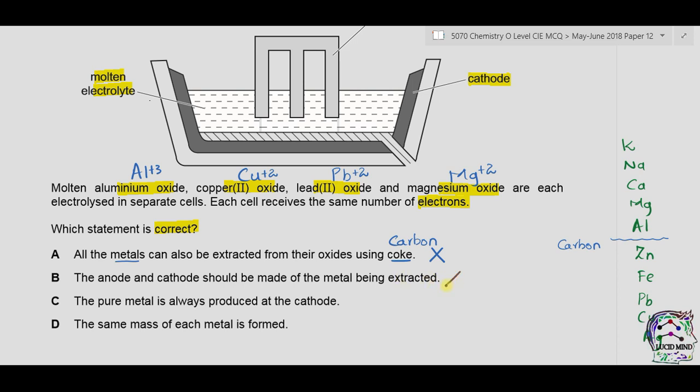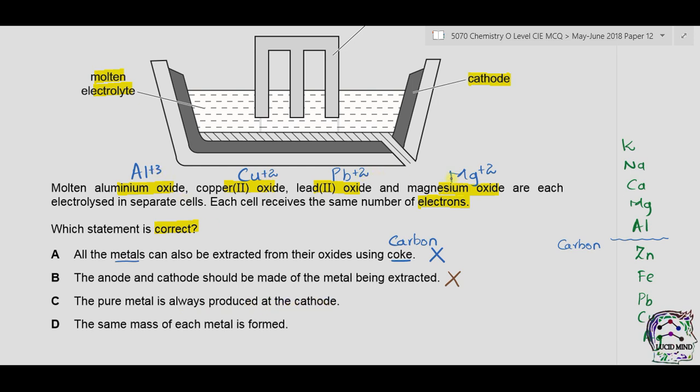This statement is also incorrect because the cathode and anode should be made of graphite, which is carbon. Other than extraction, there is another process called electrolytic purification. In that process, the anode is made up of impure metal and the cathode is made up of pure metal. So therefore, in extraction, metals are not used as electrodes, only graphite is used. Part C, the pure metal is always produced at the cathode.